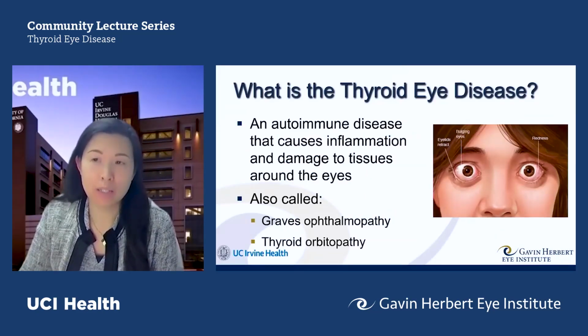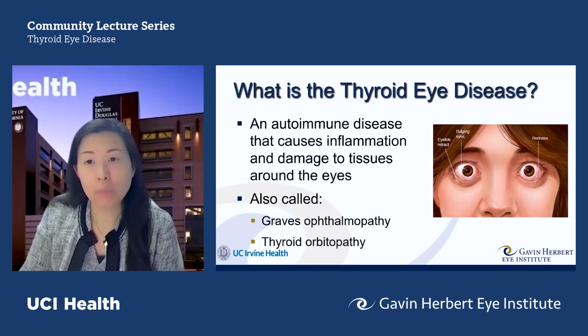So first of all, what is thyroid eye disease? So this is an autoimmune condition that causes inflammation and damage to tissues around the eye. If you've not heard this word autoimmune before, what it means is that the immune system that we all have to protect ourselves from outside invaders like bacteria or viruses that might hurt us, when that immune system, instead of blocking an outside invader, turns around and hurts our own body's tissue, that's an autoimmune disease.